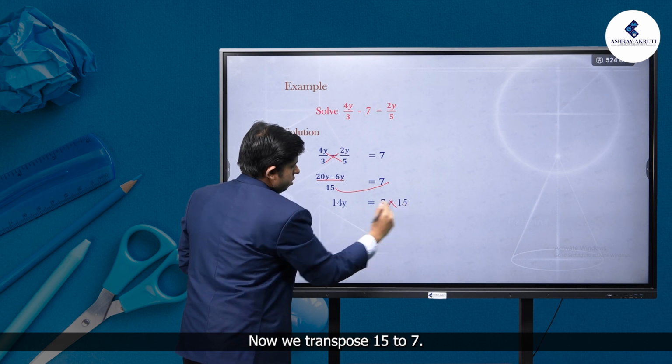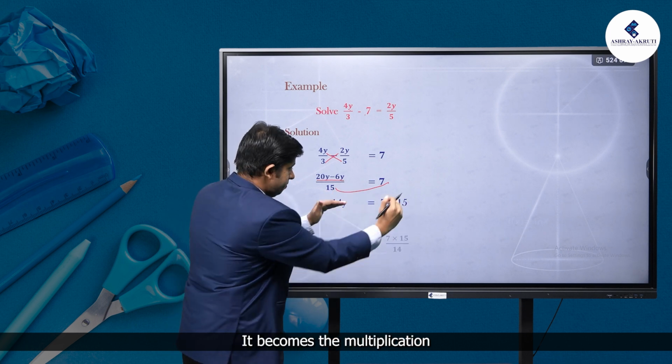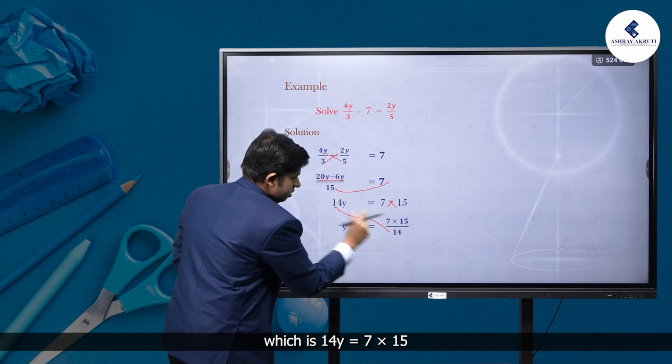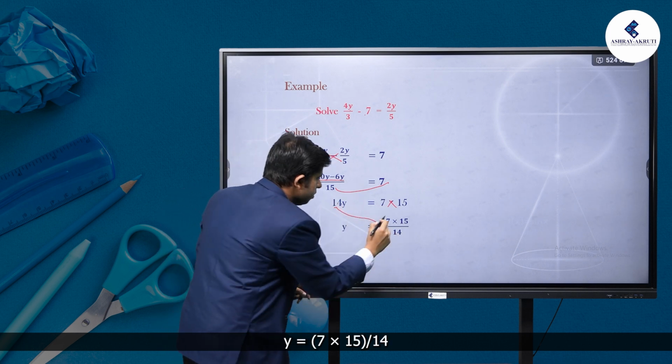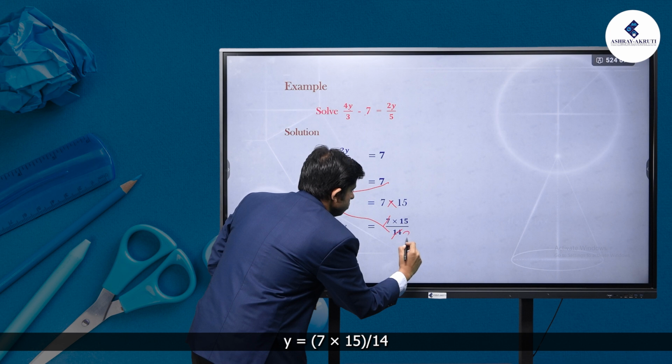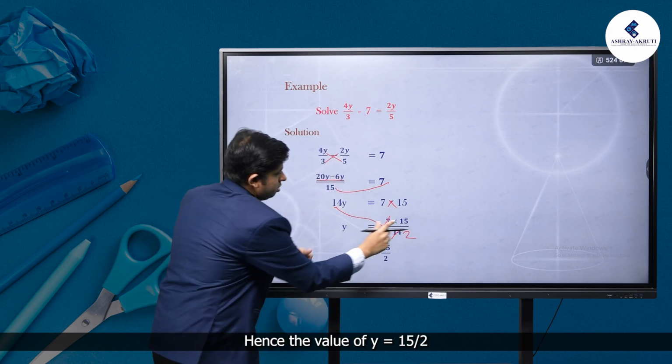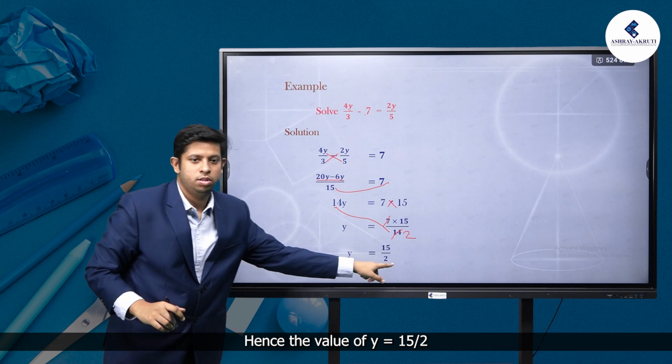Now we transpose 15 to the other side, it becomes multiplication, which is 14y is equal to 7 into 15. y is equal to 7 into 15 by 14. 7 times 2 is 14. Hence, the value of y is equal to 15 by 2.